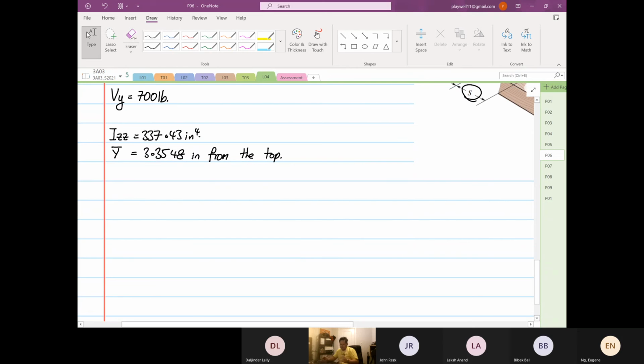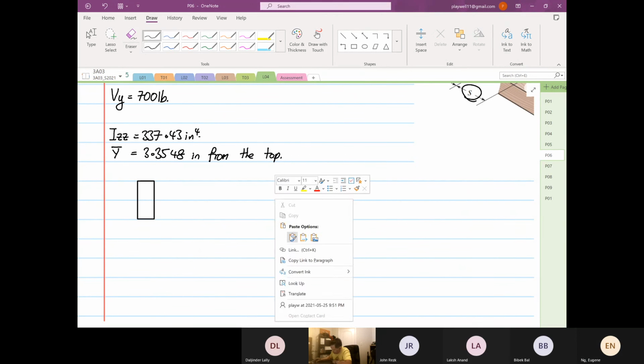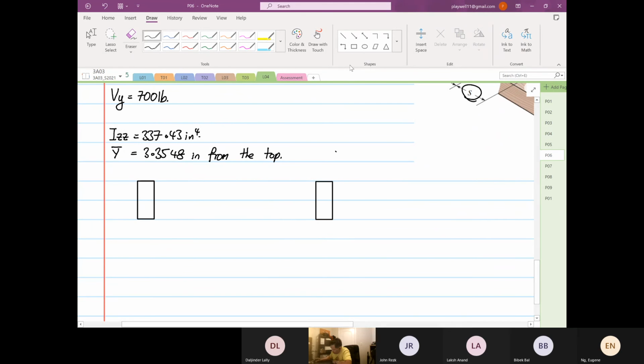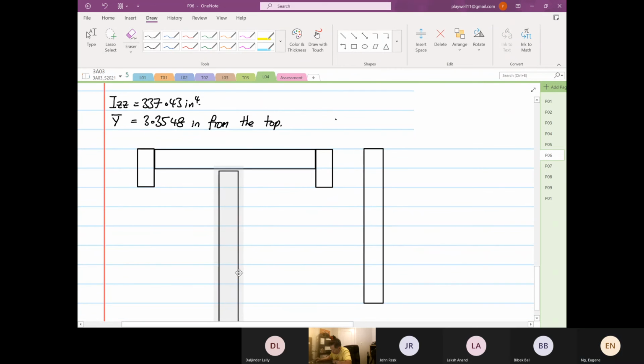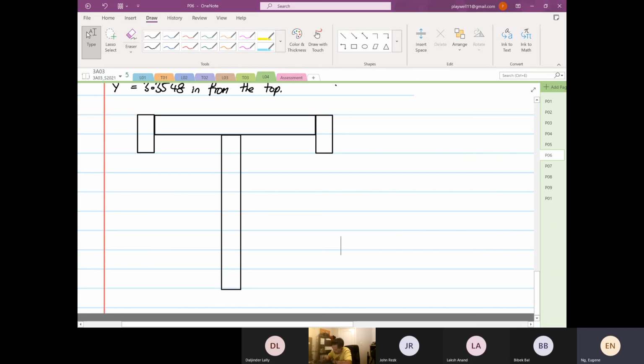So again, we have to see where failure will occur. So I'm going to sketch this out. Again, this is just a sketch. So there are fasteners here, or they're nailed over here. So we know that the joints are going to be the weakest link. So this is where it fails. This is where it fails. This is where it will fail.